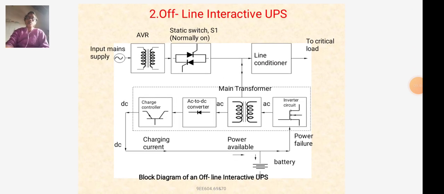So this is the offline interactive type UPS. In this also we have the input supply. AVR means automatic voltage regulator. Static switch S1 normally on, and line conditioner to critical load. And also it has a charge controller, AC to DC converter, main transformer, inverter circuit.